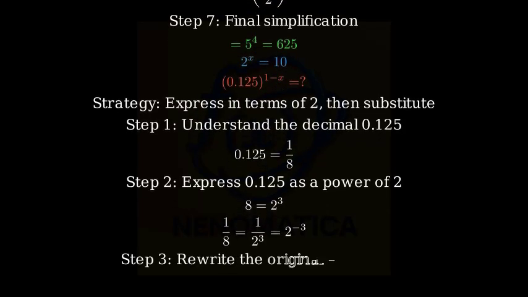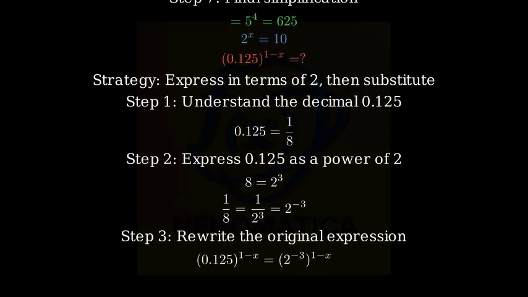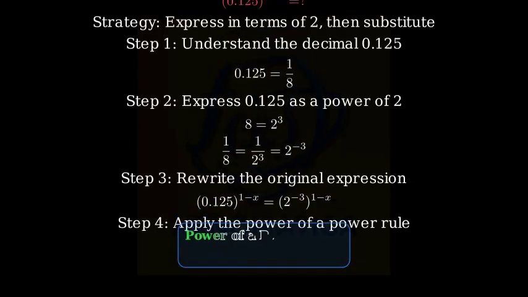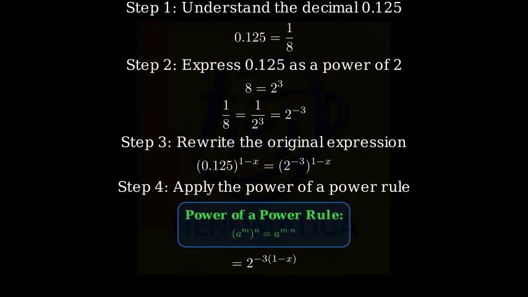Step 3. Now we can rewrite our expression. 0.125 to the power of 1 minus x equals 2 to the negative third power, all raised to the power of 1 minus x. Step 4. Using the power of a power rule again, we get 2 to the power of negative 3 times the quantity 1 minus x.